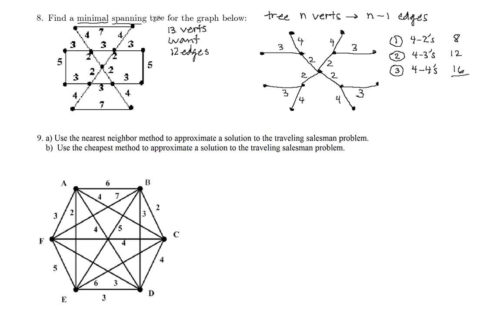But I'll probably ask you to find the minimal spanning tree and find its total weight. So the total weight is the length of all the edges. So then add these guys up. So 8 and 2 is 10 and 6 is 16. So 6, carry a 1, 2, 3. So 36 right there is the total weight.